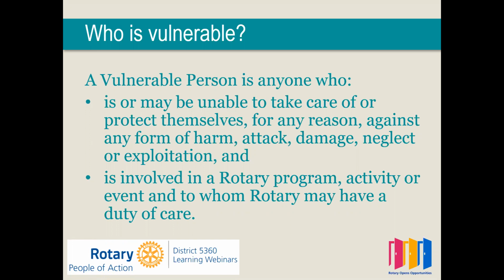First off, who's vulnerable? What does that mean? The 2014 policy spoke about protecting youth and mentioned from time to time vulnerable people, but didn't define them. So we've adopted this definition on the screen of who a vulnerable person is. It's first and foremost somebody who may be unable to take care of or protect themselves for any reason, from any form of harm, attack, damage, neglect, or exploitation, and is involved in a Rotary program, an activity or event, and to whom Rotary may have a duty of care.